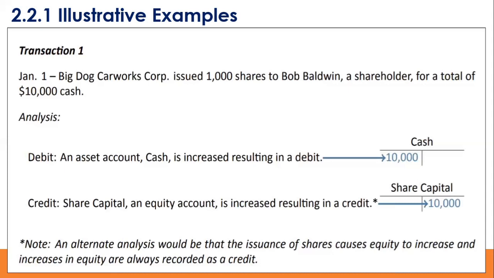On the other hand, for the credit side, you have share capital. This is an equity account, okay, and it is increased, resulting in a credit. So the moment you received the $10,000 in cash, it also increases your share capital. Like we defined earlier, share capital refers to the investment of the owner of the company. All right, so take note, an alternate analysis would be that the issuance of shares causes equity to increase, and increases in equity are always recorded as a credit.